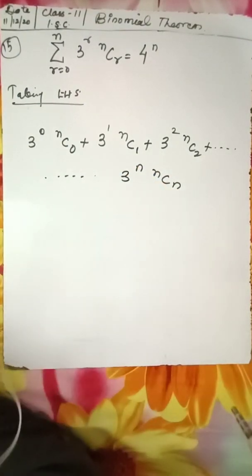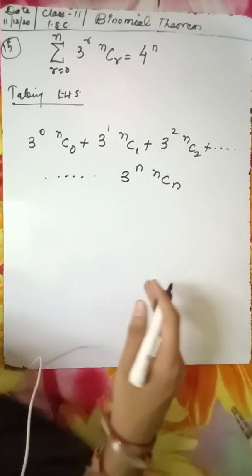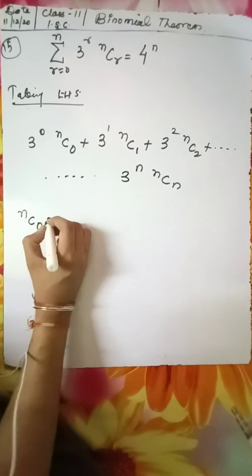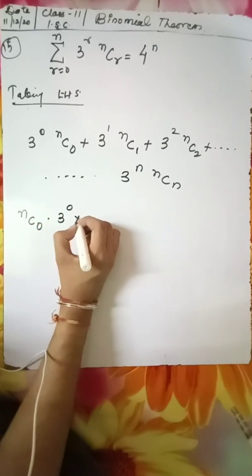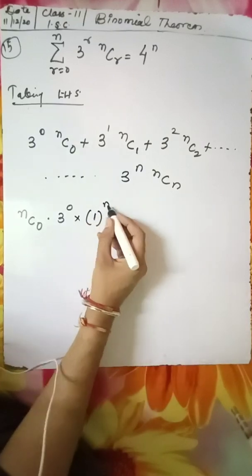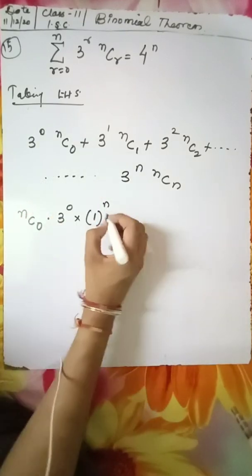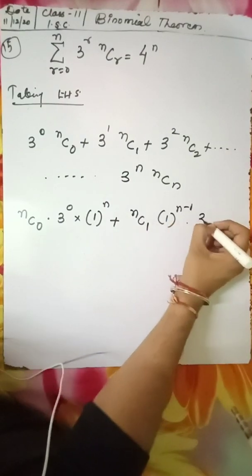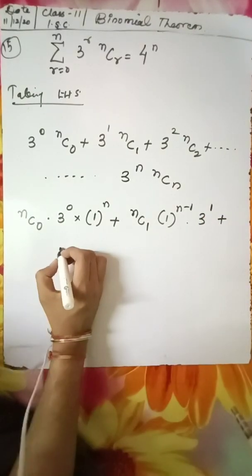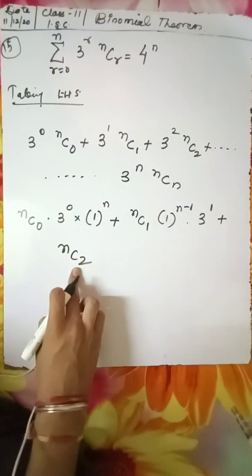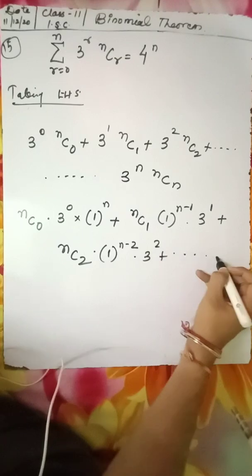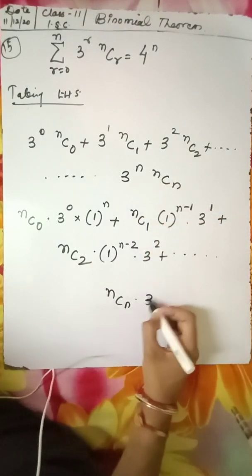All right, now see, let us rewrite this in a very proper way, that means in the general formula or the general theorem which we have for the binomial, right? So first of all, nC0 we write, and then 3 to the power 0. Can I write 1 to the power n? Because 1 to the power n is 1 only, and multiplying by this will give the same. Then nC1 into 1 to the power n minus 1 and 3 to the power 1, plus nC2 into 1 to the power n minus 2 and 3 to the power 2, and so on, up to nCn 3 to the power n.